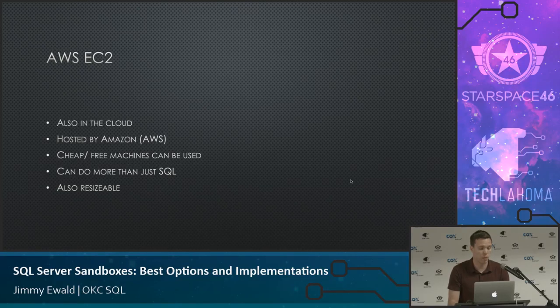Moving on to Amazon EC2, which stands for Elastic Compute Cloud. Elastic is what I was talking about before, which means that the machine you're using in the cloud is being hosted by Amazon. Remember I talked about how you can host on your local machine or somewhere else, in this case hosted by Amazon, AWS. You can scale your machine up or down depending on if you need more power or not, which is really nice.